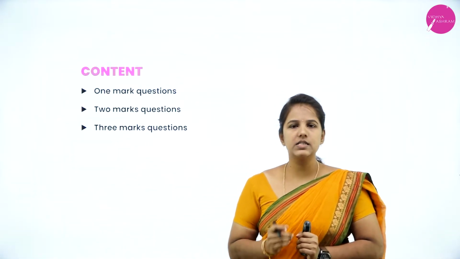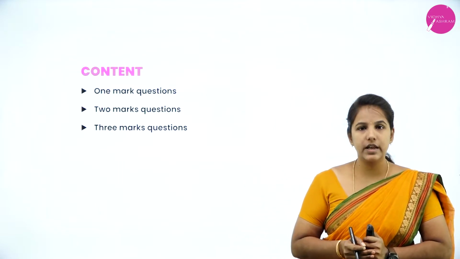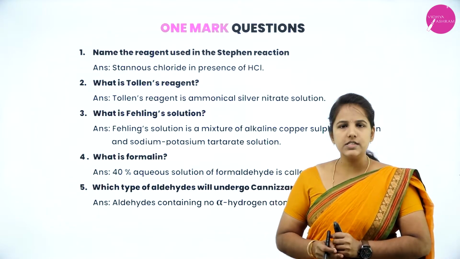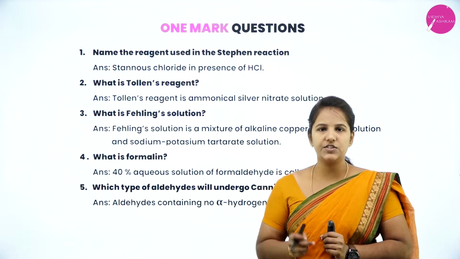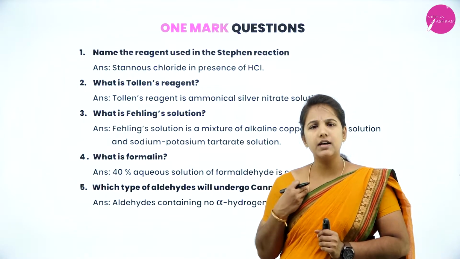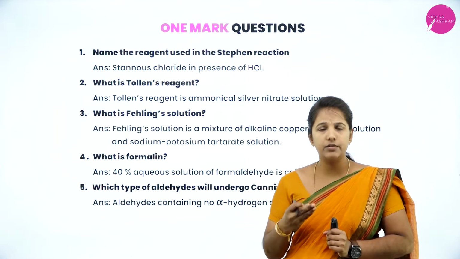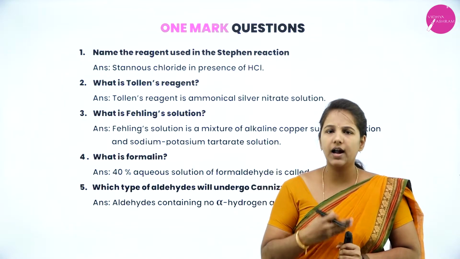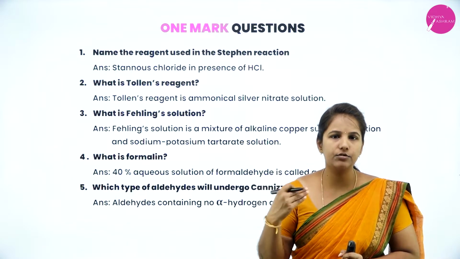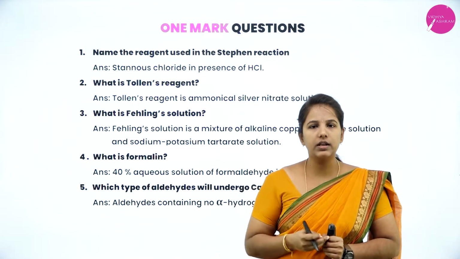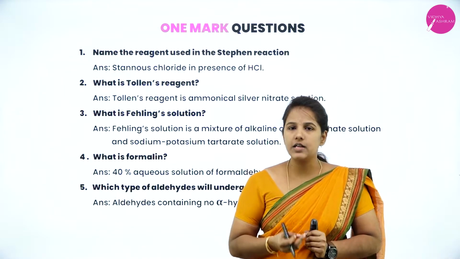Now we will discuss a 1 mark question, 2 mark question and a 3 mark question in this unit. As I said, we can expect the question mainly from the reagent part. That is, they can ask about any of the reagents that we used in the chemical properties of aldehydes, ketones or carboxylic acids, or during the preparation of aldehydes, ketones and carboxylic acids, which are the reagents that we have used. That can be asked for 1 mark.